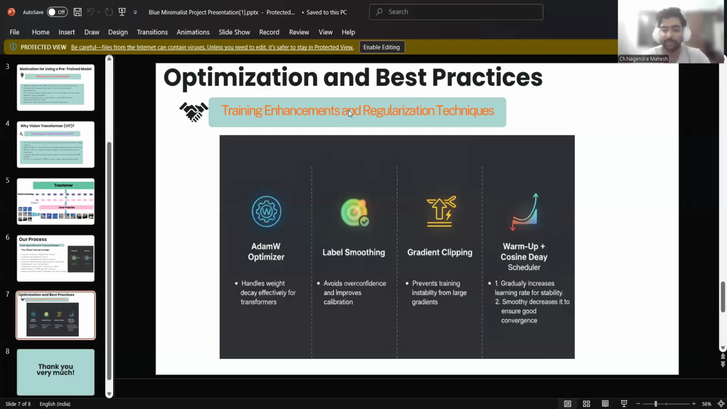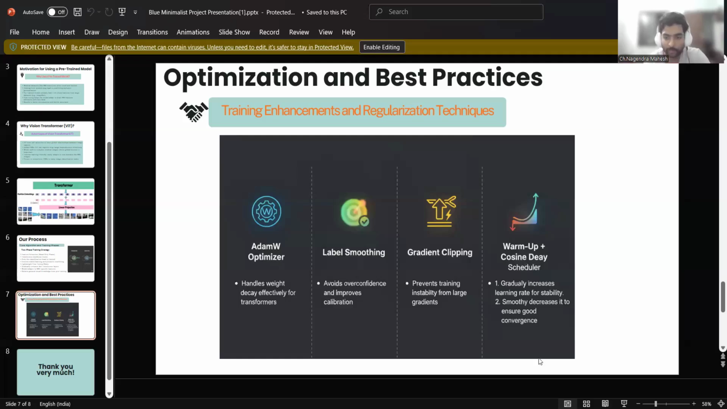And another thing is warm-up and cosine decay. Initially, when we start to train a model, it gradually increases its learning rate. But after a certain point, it drops at a higher pace. So to prevent it, if we use the cosine decay method, it will prevent these sudden jumps, and it will reduce the decay process also, which will give us a smooth curve. And this also gives us good convergence.